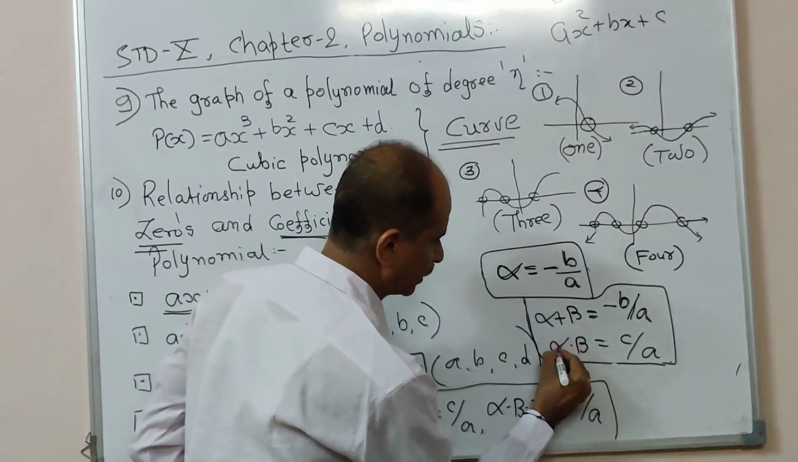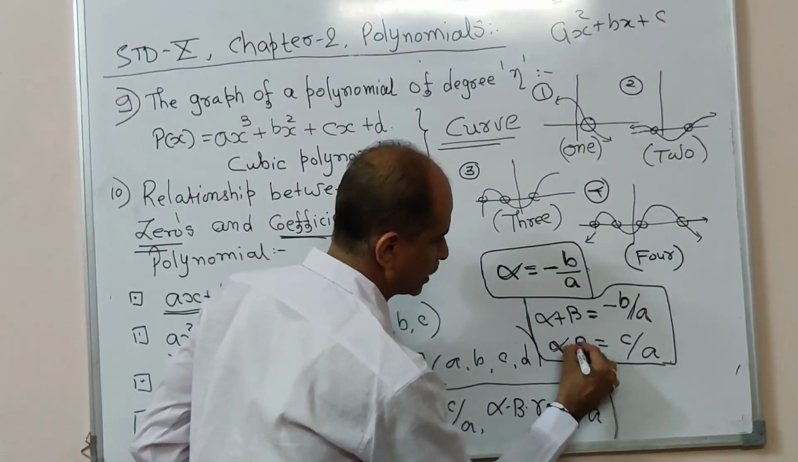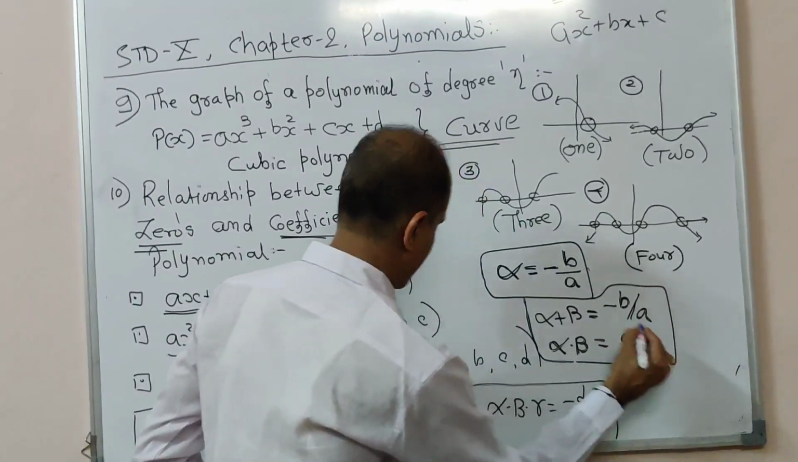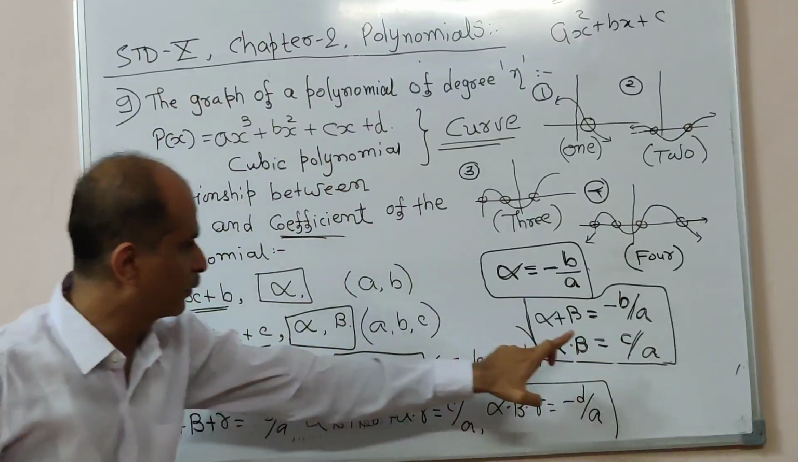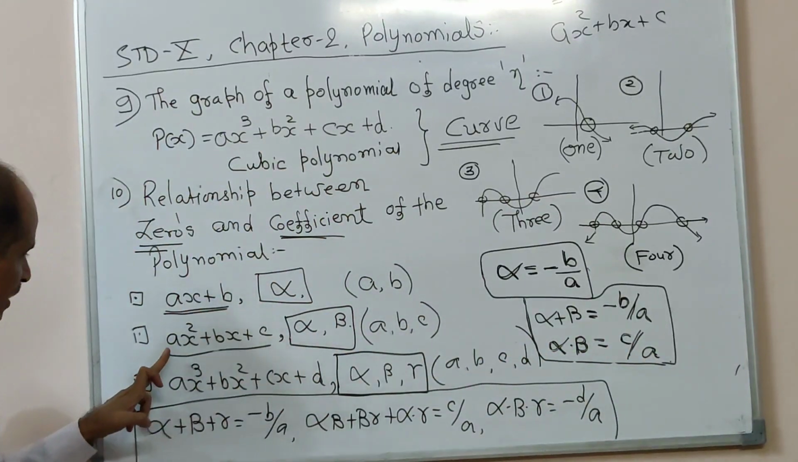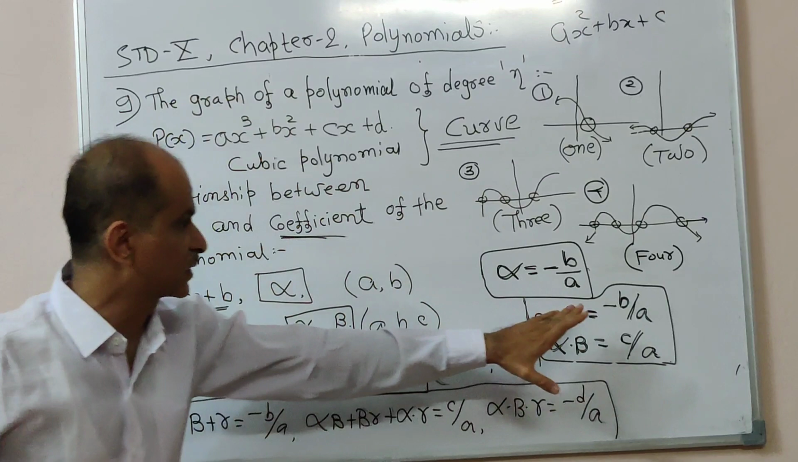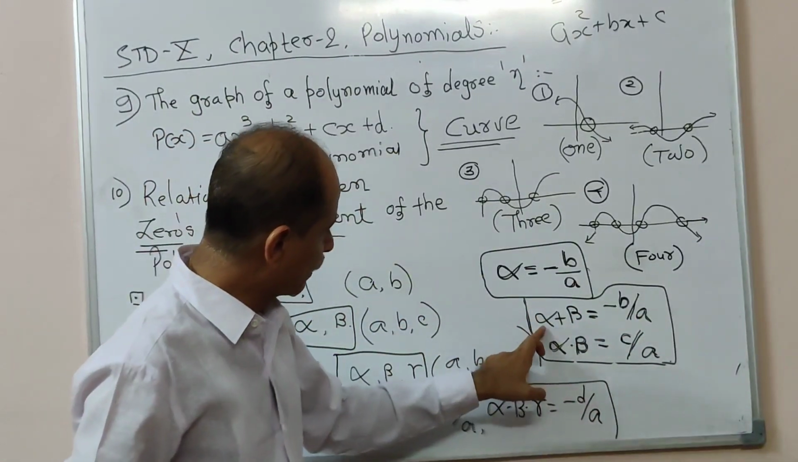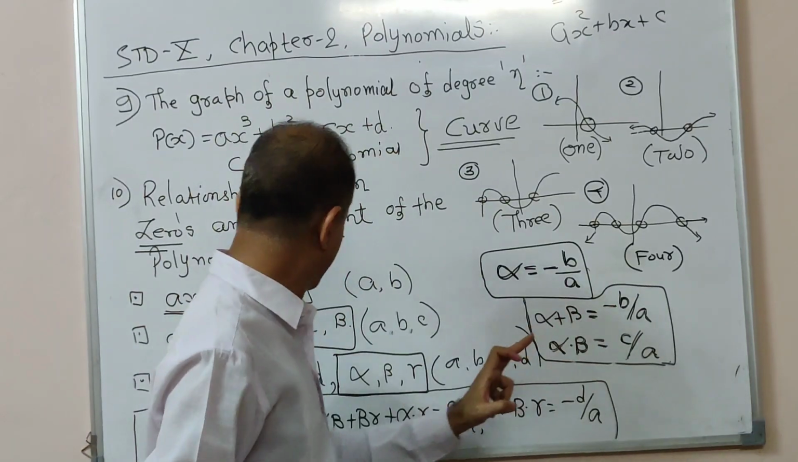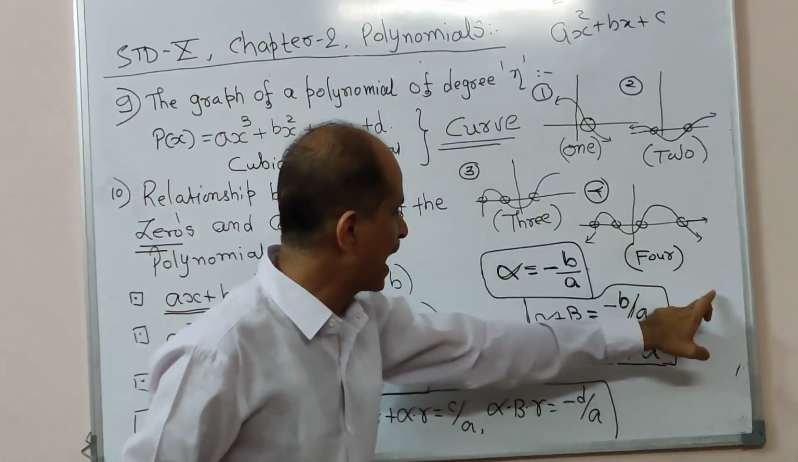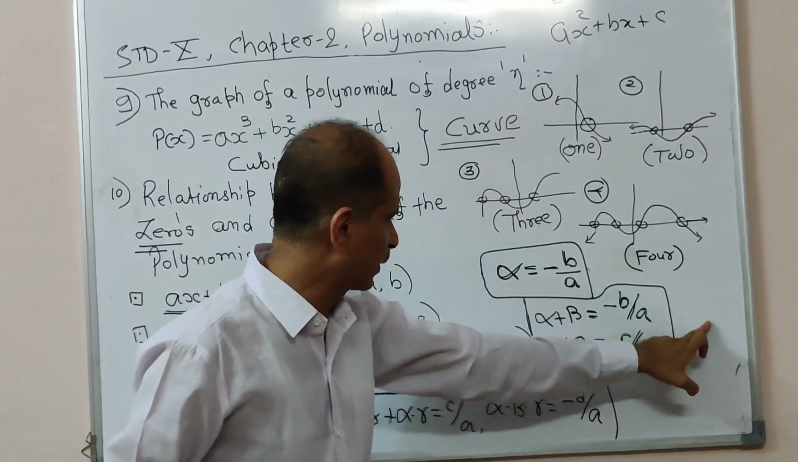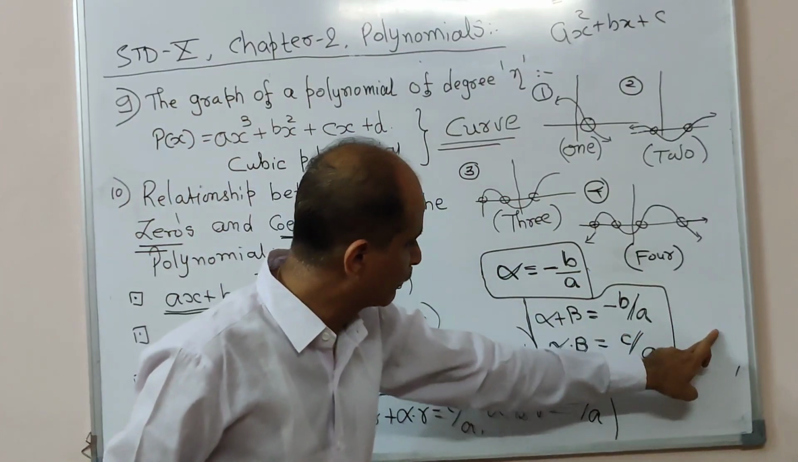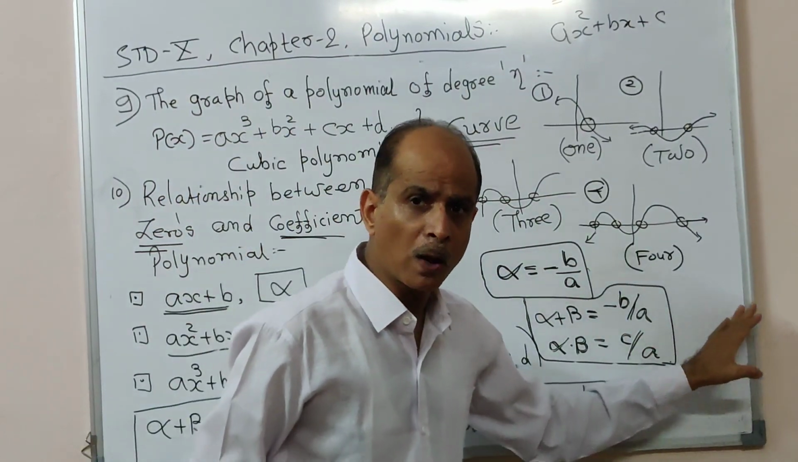And if you find the product of the two zeros, denoted by alpha into beta, the formula is c by a. C means the constant coefficient upon a. A means the coefficient of x square. So you can also write this formula: alpha plus beta is equal to minus coefficient of x upon coefficient of x square. We can also write alpha into beta is equal to the constant coefficient upon the coefficient of x square.